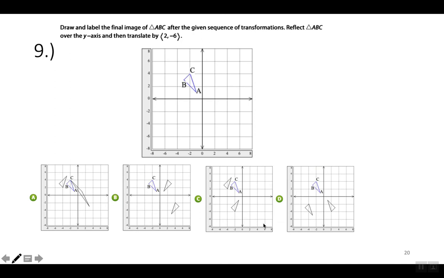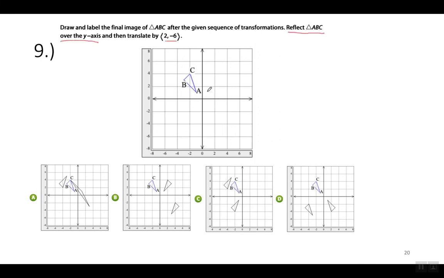Number 9. Number 9 is you just got to pick the correct picture. And it's pretty simple. It says, draw and label the final image of triangle ABC after the given sequence of transformations. They want you to reflect triangle ABC over the y-axis and then translate it by this vector. Okay, so first, one thing at a time. Let's first reflect it over the y-axis.